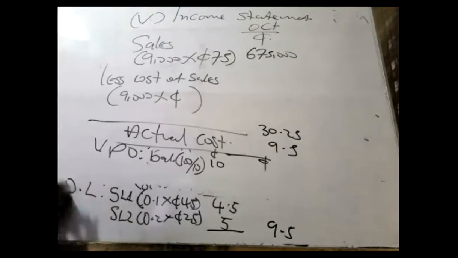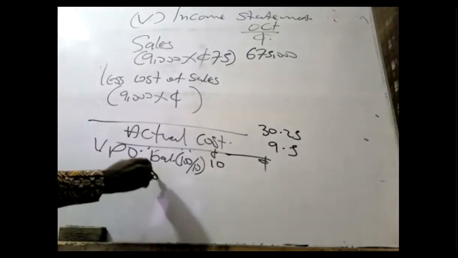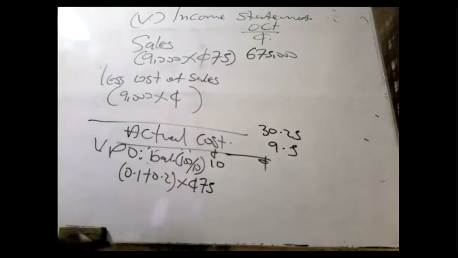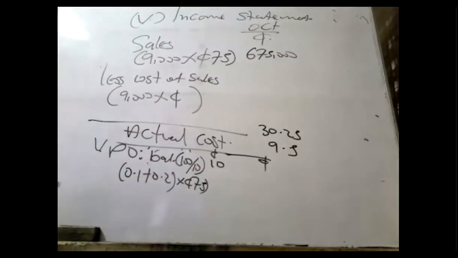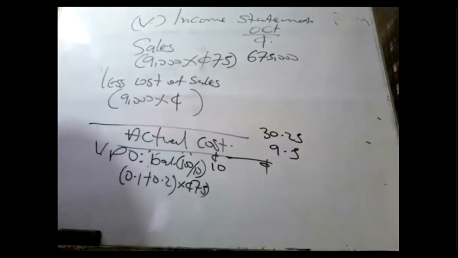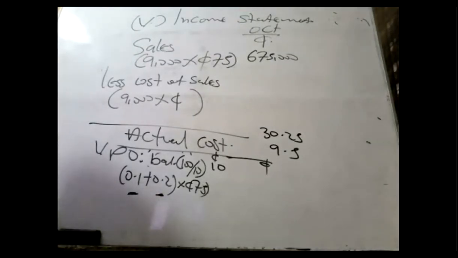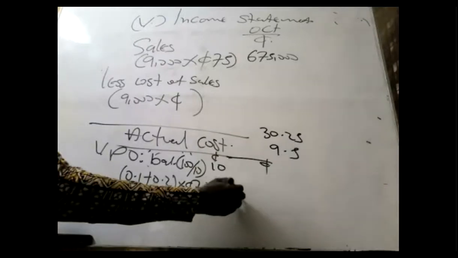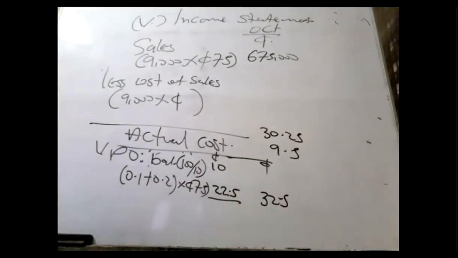Then we go to the one that's per labor hour. So that one will be 0.1 plus 0.2, all the labor hours, times 75 Ghana cedis. Now for the labor, slow type 1 needs 0.1 and slow type 2 needs 0.2. So, putting them together, 0.3 times 75 Ghana cedis gives you 22.5. The labor, to be 32.5. That's the variable production overhead.